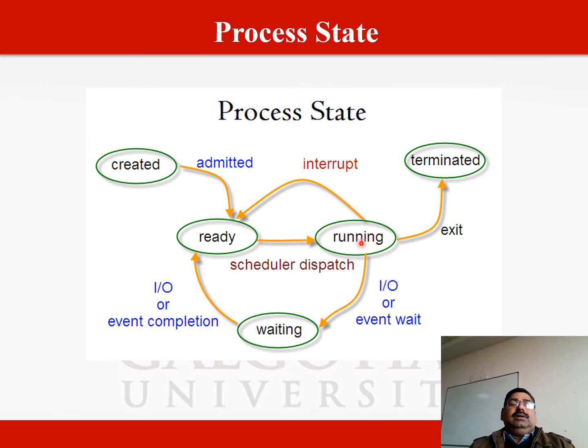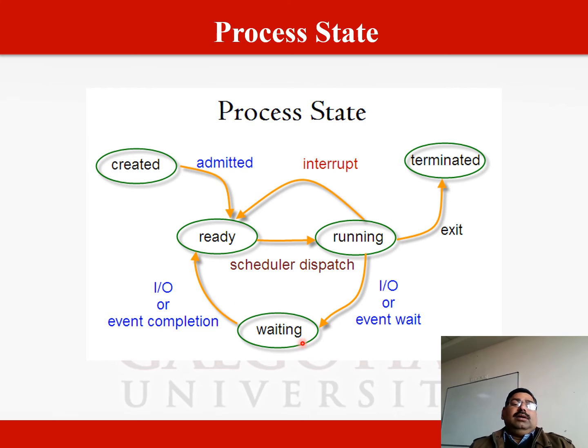Whenever the process execution is complete, it will exit and terminate. According to the CPU scheduling, there are different CPU scheduling algorithms. If an interrupt occurs, it will go back into the ready queue, or otherwise, if the process requires any input/output or an event occurs, it will go to the waiting state.